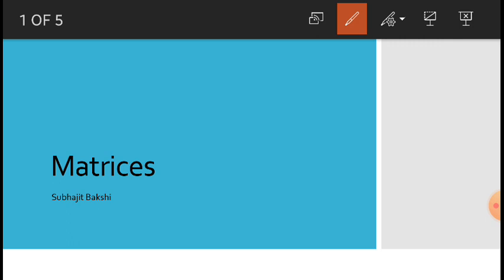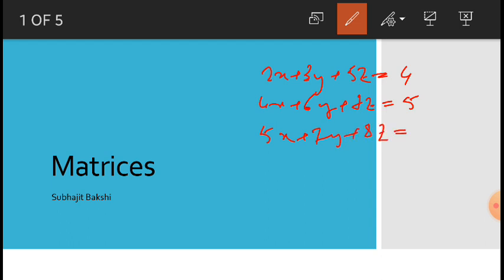Whenever we come across a system of linear equations, it means something like this: 2x plus 3y plus 5z equal to, let's say, 4. Now 4x plus 6y plus 7z equal to, let's say, 5. Now 5x plus 7y plus 8z equal to, let's say, 6. So this kind of equation is given to you.